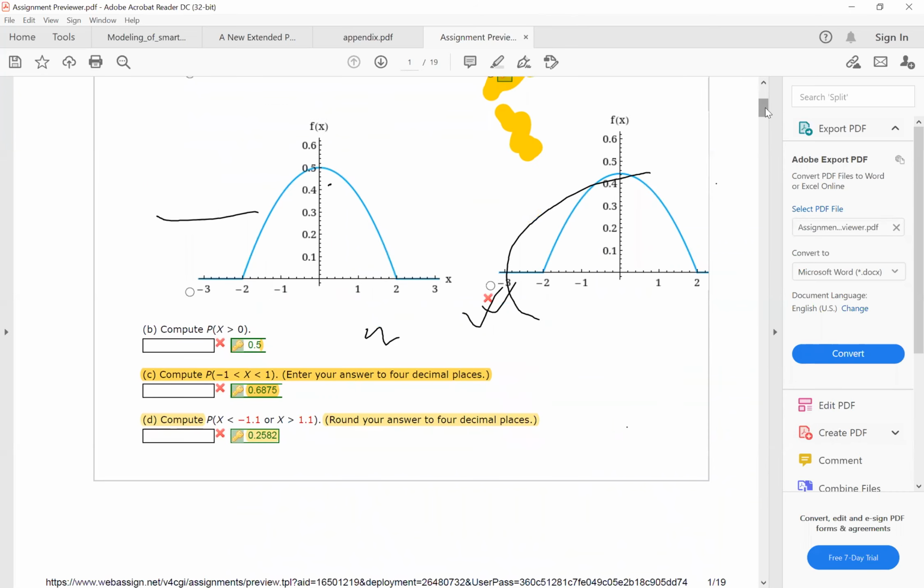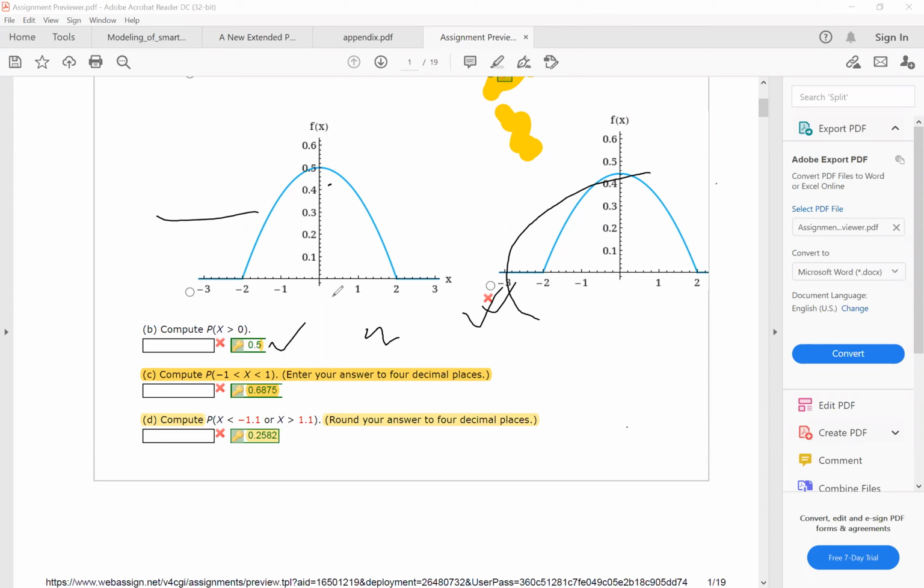Okay, the next part is to compute the probability of x greater than 0. One way is to integrate the PDF function from 0 to 2, or you can just look at the graph. The 0 is in the middle, and the graph is symmetric, right? So the distribution is symmetric. That means the area on the left side of the middle value is 50% of the total area. If you look at the graph, you will see that 0 is the middle value. So on the right side of 0, the area will also be 50%. So the probability is 0.5. You do not need to calculate this one. You can just directly write 0.5.